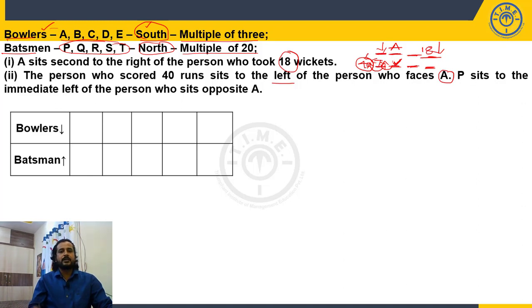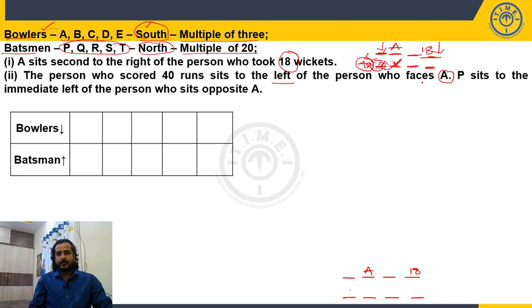So how many persons arrangement does it become? 4 persons arrangement. Clear? And what is given next? P sits to the immediate left of the person who sits opposite A. Okay, let us understand. So far we have this arrangement. Minimum to minimum, this should be the arrangement. So 40 may be here or maybe second left, that we don't know, but minimum 4 persons arrangement in each row.